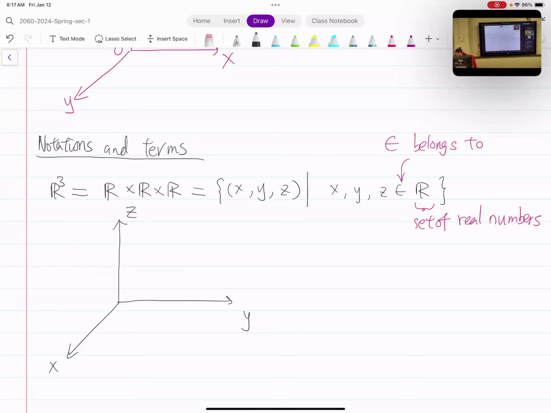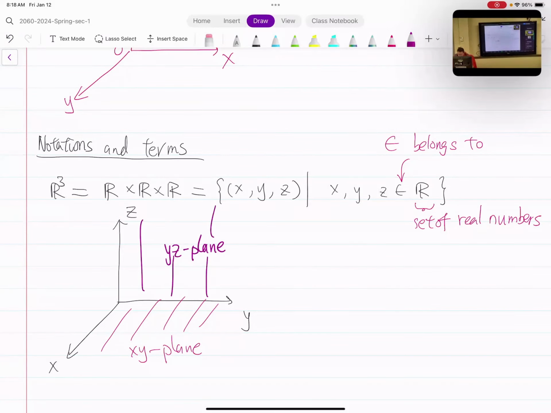But now there's also the concept of coordinate planes. Let's say for the XY plane, that's the one that looks horizontal to yourself. So this is the XY plane. And of course, there are two other ones. We have the YZ plane right here. And finally, we have the XZ plane.